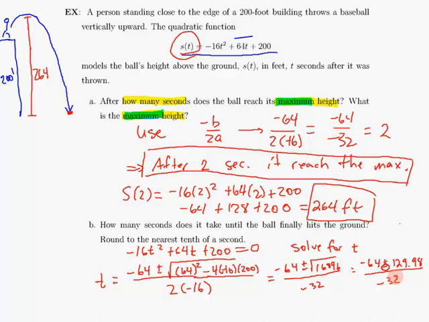Negative 64 minus 129.98, and then you take 32 and divide by it, negative. I ended up with 6.06 seconds. Okay, or roughly 6.1. I think it says round to the nearest tenth of a second. So 6.1 seconds is the final answer. All coming straight out of the quadratic formula then.